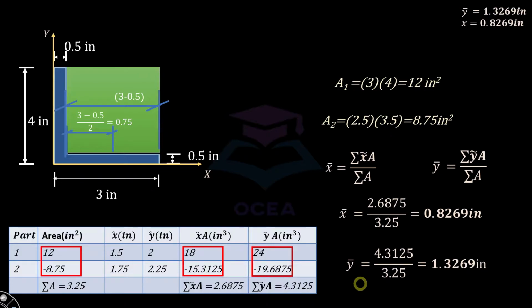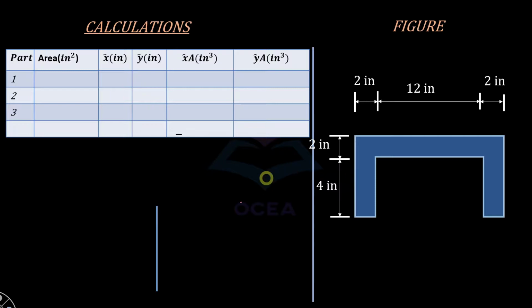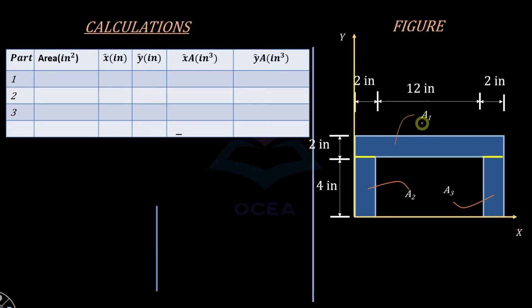In the previous lecture, we determined the centroid of an L-shaped section. Now we are going to calculate the centroid of this composite shape over here. First, we are going to set up our origin at this point, and then we are going to divide this composite shape into several regular shapes. I have divided this composite shape into 3 rectangles. This is A1, A2, and this is A3, the area of this rectangle over here.